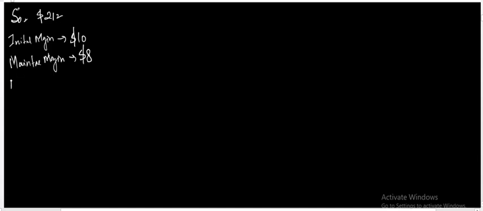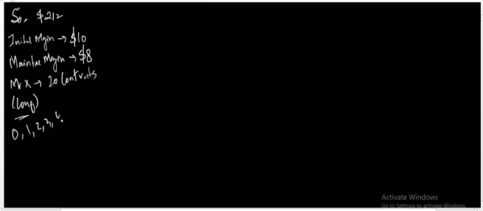Now suppose this Mr. X bought, say for example, 20 contracts. Mr. X is long on this contract, and we have to discuss how the contracts are actually settled when the prices are given as follows at time 0, 1, 2, 3, 4, 5 and 6.